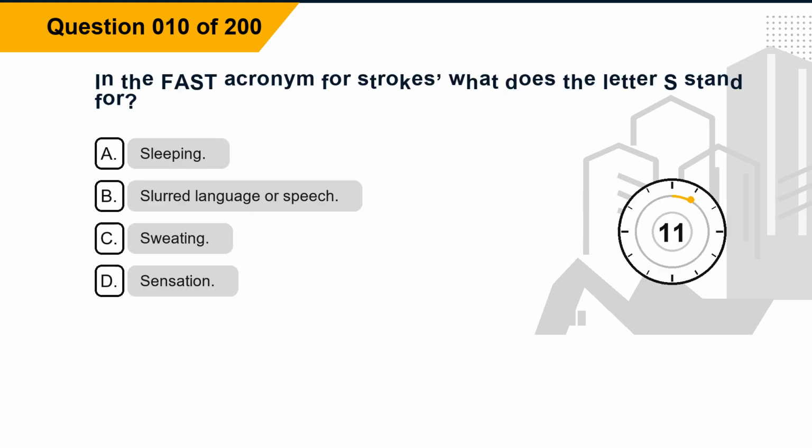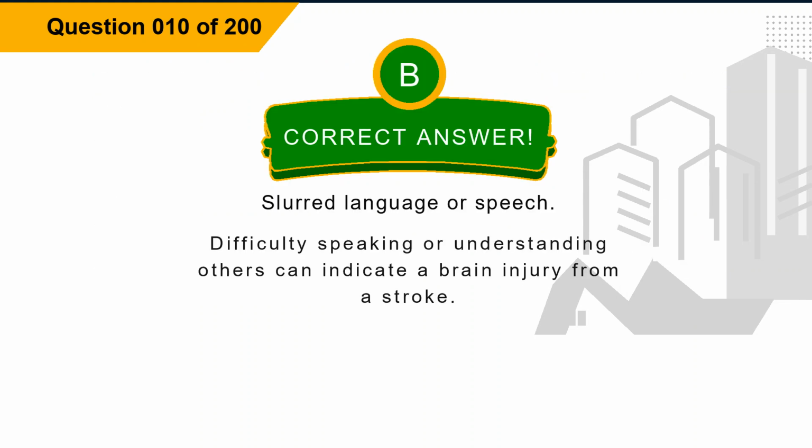Question 10. In the FAST acronym for strokes, what does the letter S stand for? Option A, sleeping. Option B, slurred language or speech. Option C, sweating. Option D, sensation. The correct answer is option B, slurred language or speech. Explanation. Difficulty speaking or understanding others can indicate a brain injury from a stroke.